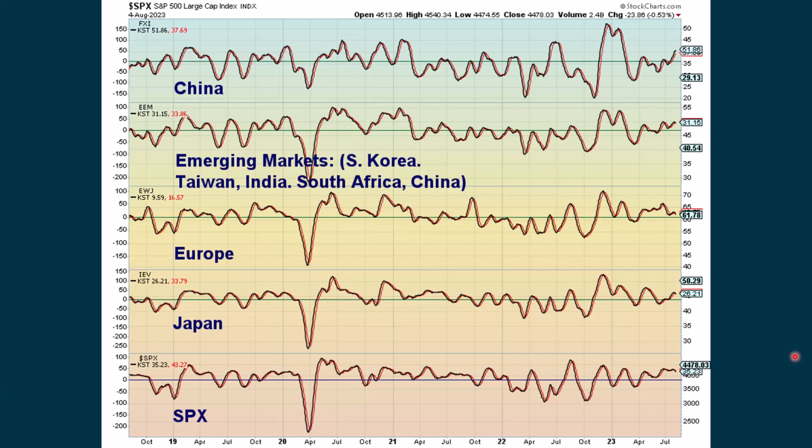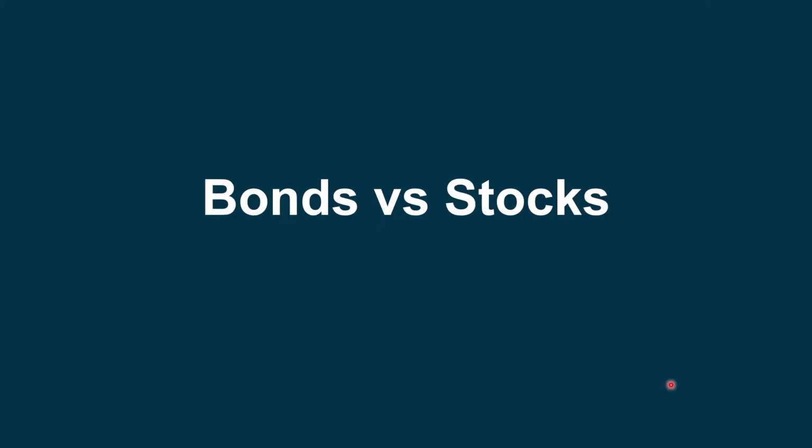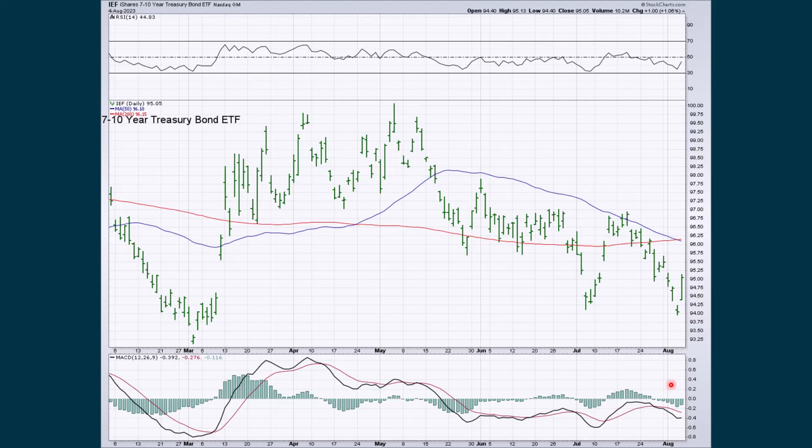We also look internationally, where China's been going up. The emerging markets have been going up but are starting to roll over. We're seeing a little bit of a turn down in Europe, also a rollover in Japan, and we're starting to roll over now with the S&P in the US. We want to compare stocks versus bonds. This is a chart that I show in the daily video. It's a daily chart of the bond ETF.